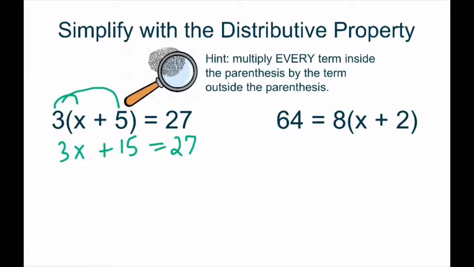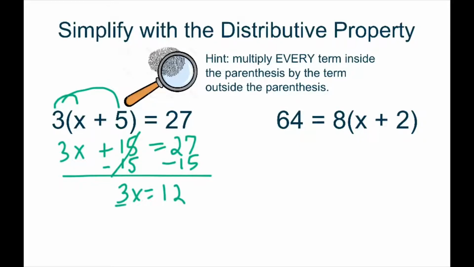So first I'm going to subtract 15 from both sides. I get 3x equals 12. Now divide both sides by 3. X equals 4. Yay! Our next one, it doesn't matter that the 64 is on this side.